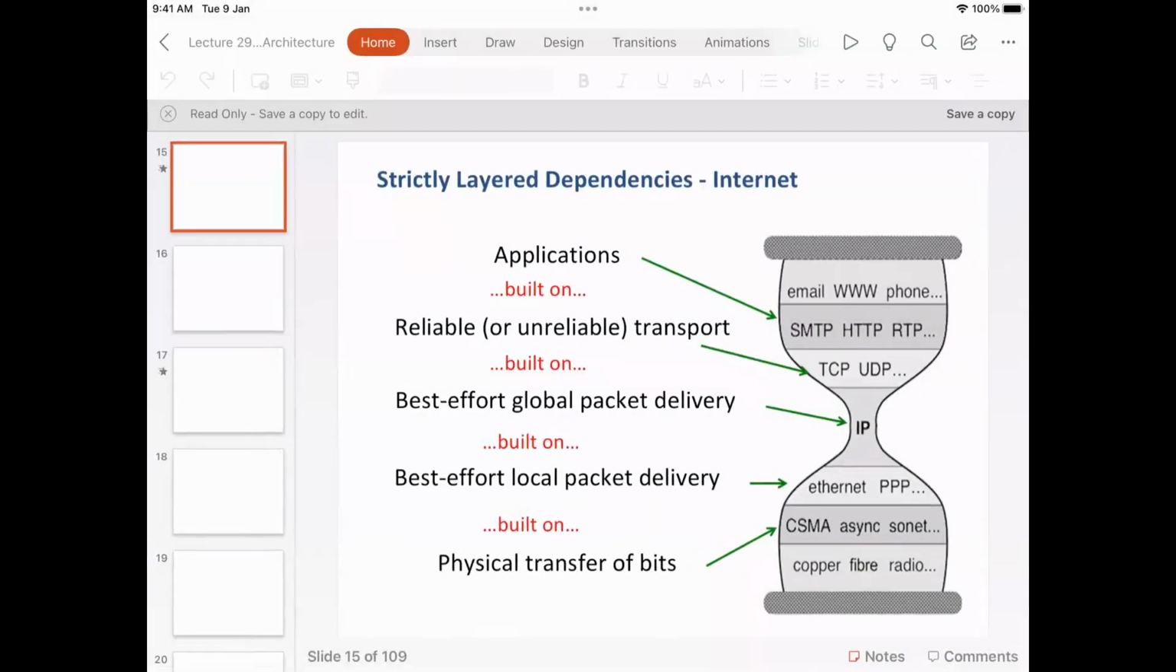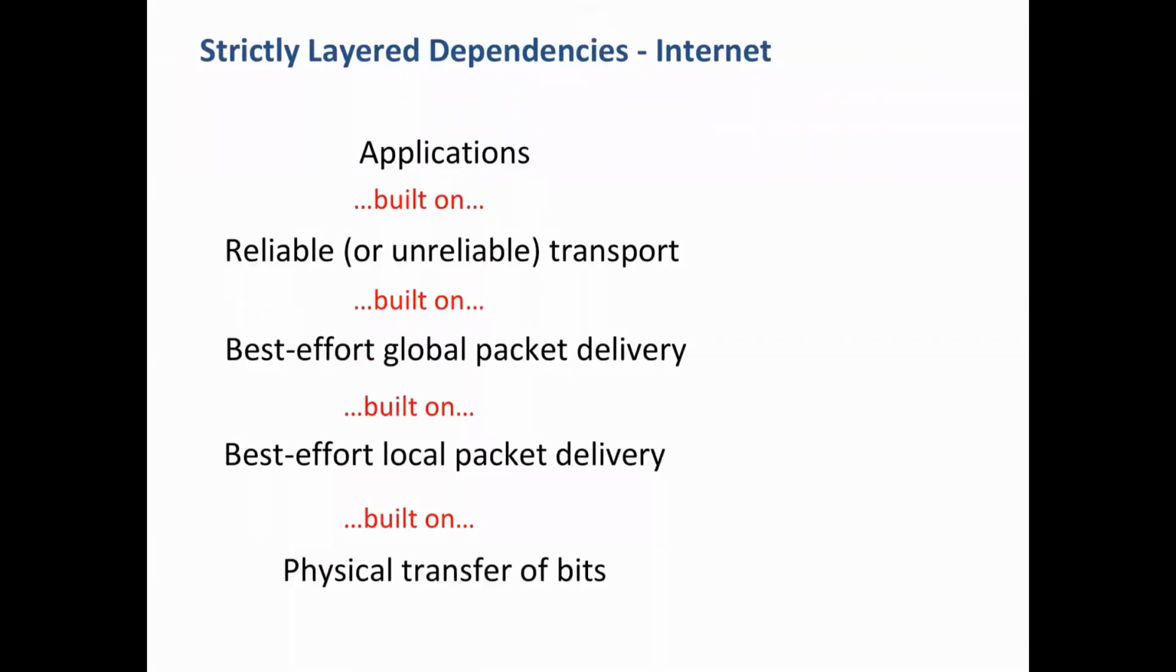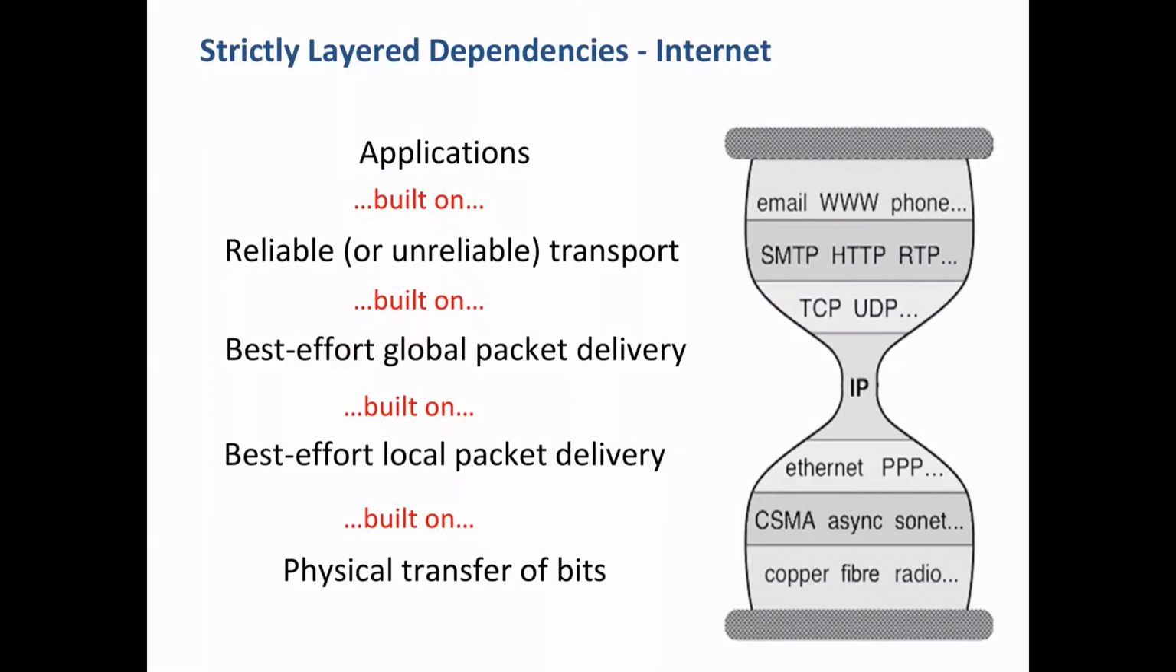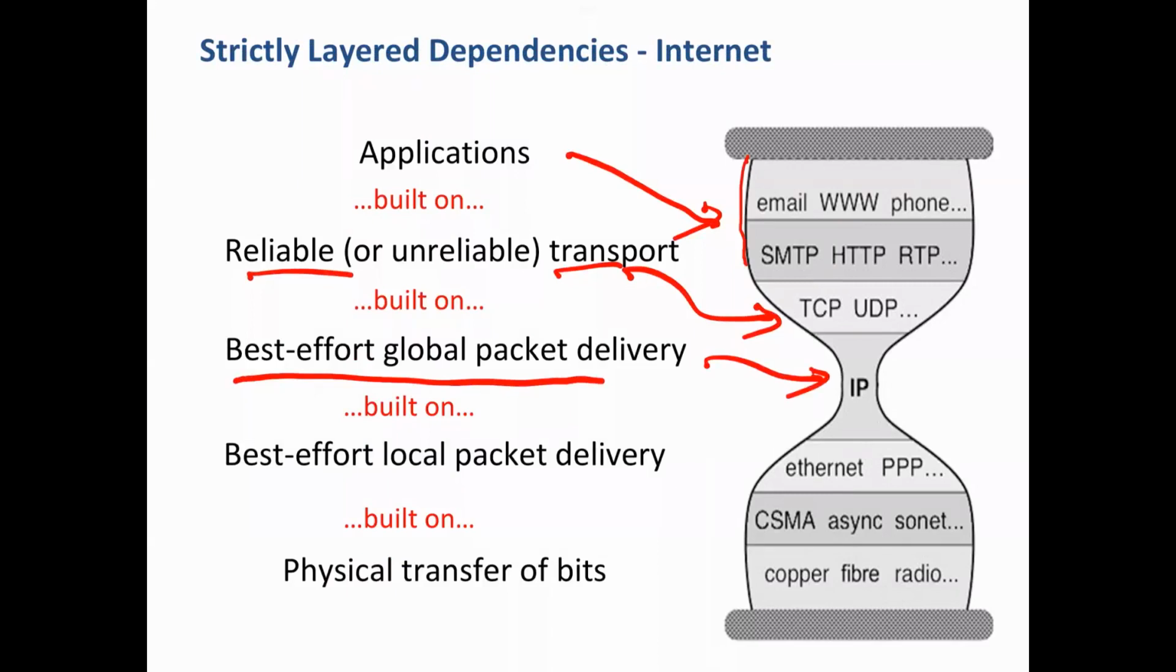Again, a little shift here. So just a minute. Okay, so applications are these. These are based on reliable and unreliable transport like here. Then these are based on global packet delivery, which is the IP layer. Based on local packet delivery is Ethernet. These two, and actually Ethernet will finally send bits over the wire. Is here. Okay, so this is the mapping.